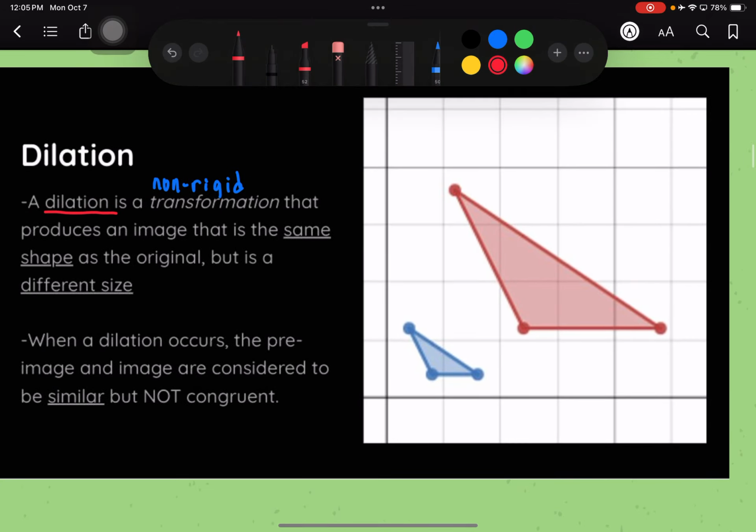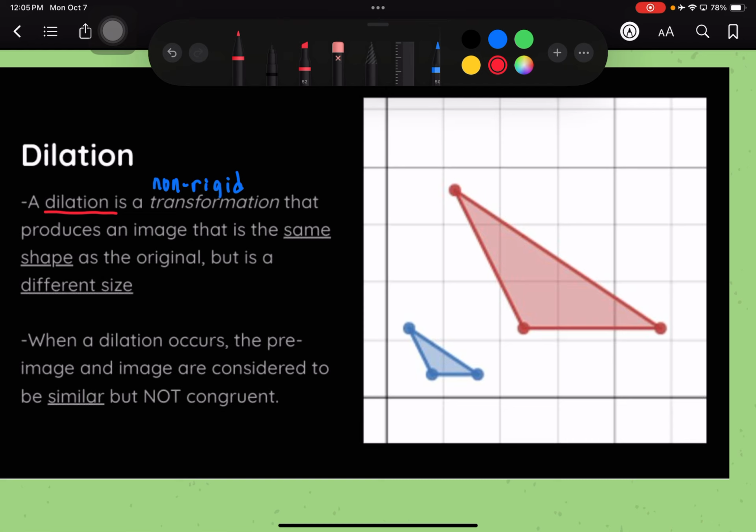All right, dilation. Fill this out on your notes. A dilation is a non-rigid transformation. You'll be filling in the blank. A dilation is a non-rigid transformation that produces an image that's the same shape as the original, but a different size. So the same shape, different size. We can't say size and shape never change. That's not for this one, because this is non-rigid. It keeps the same shape, but it gets bigger or it gets smaller.